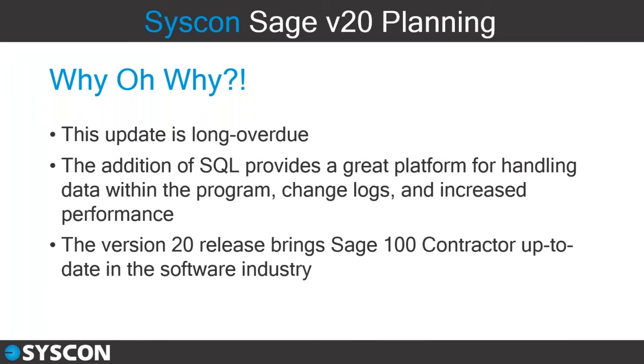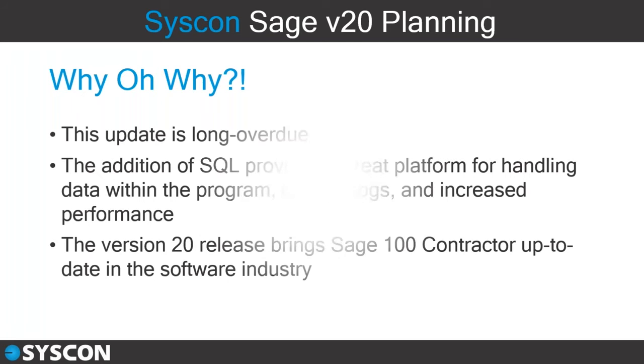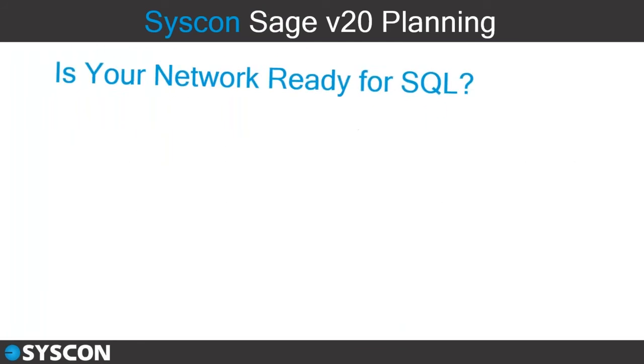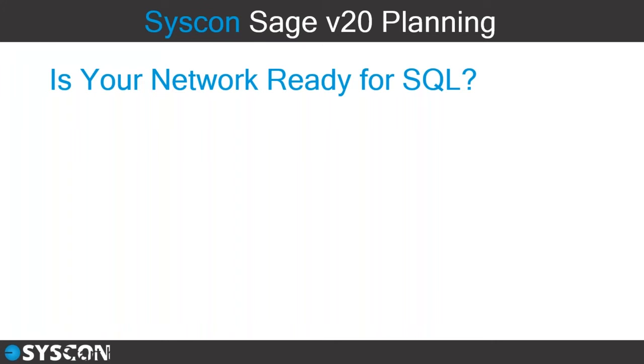The version 20 release brings Sage 100 Contractor up to date in the software industry. This product, we've been with it for 22 years. And when we joined it, it was on version 6. So this product's been around a long time, and it needs to be brought up to more recent software industry standards. So is your network ready for SQL?